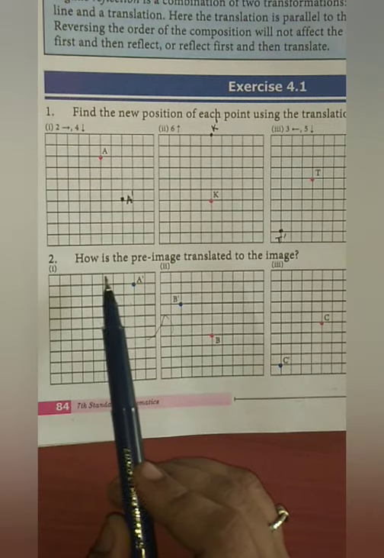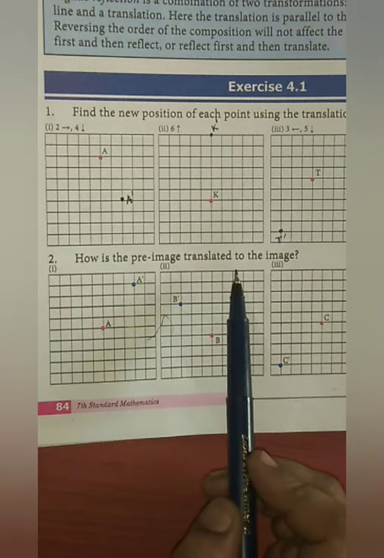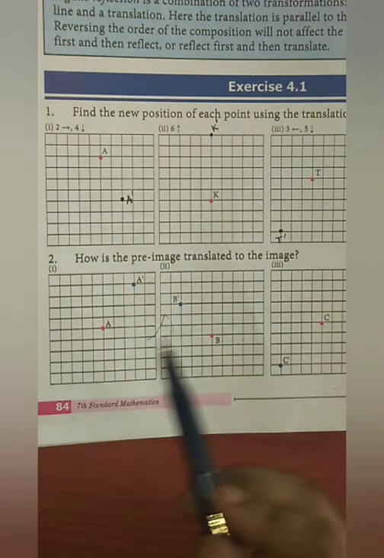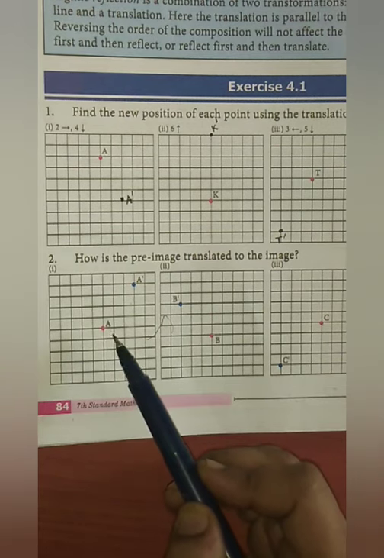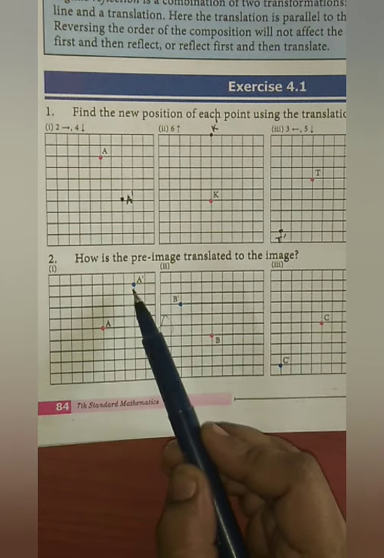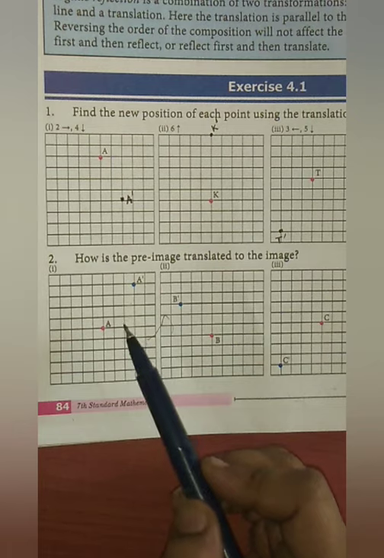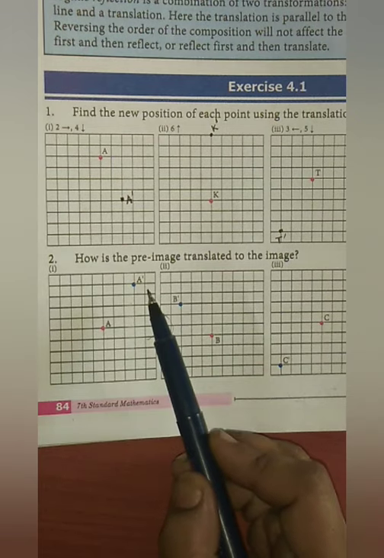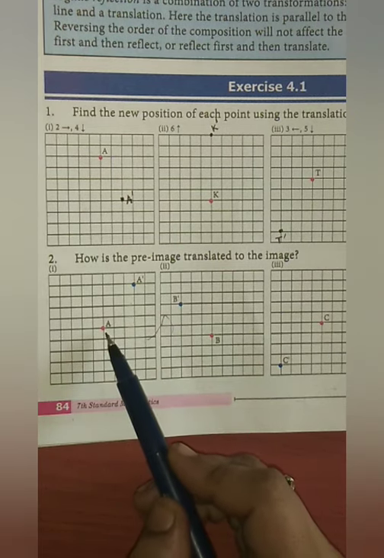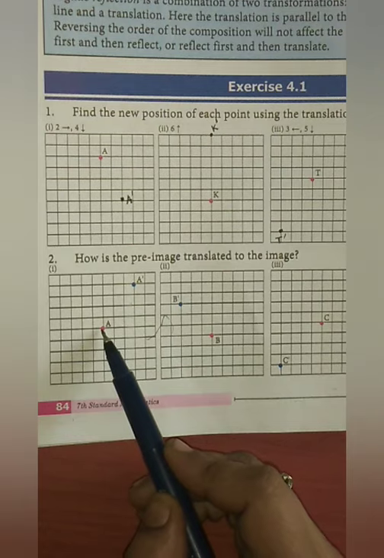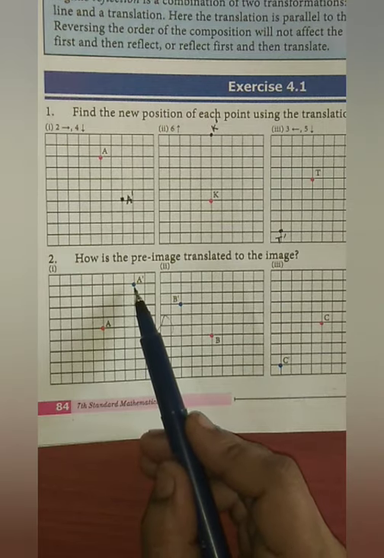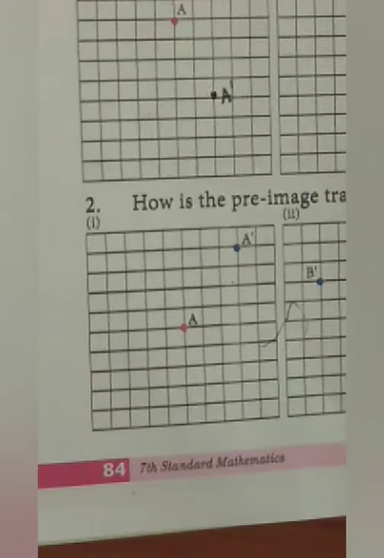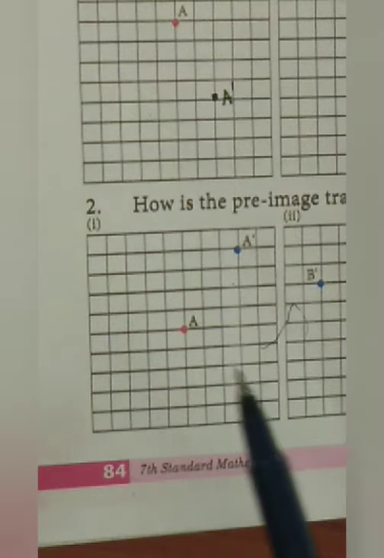Second question, how is the pre-image translated to the image? Here the red dot is the pre-image and the blue dot is the image. Here we are asked to write the translation, that is we have to find out how the red dot, that is the pre-image, moved to reach the new position. Let us see the first subdivision.